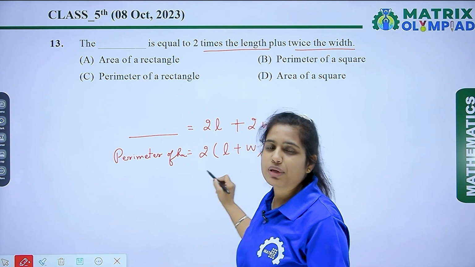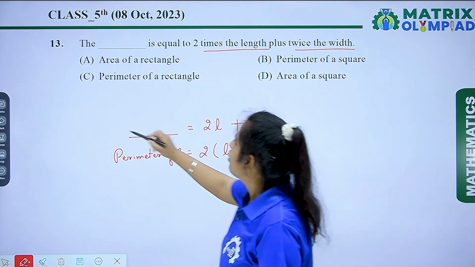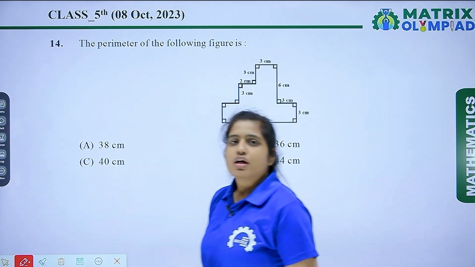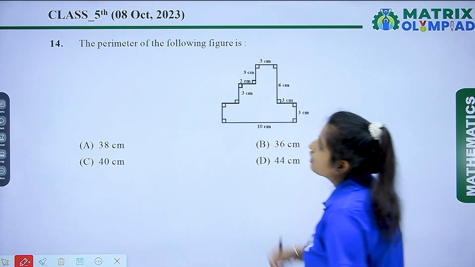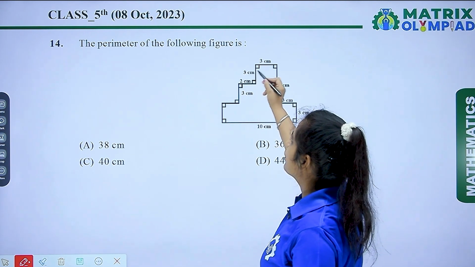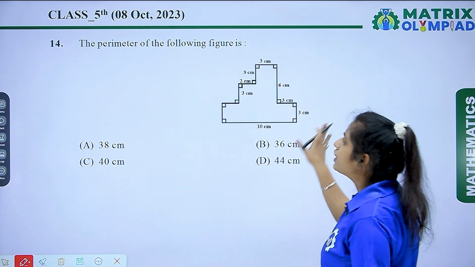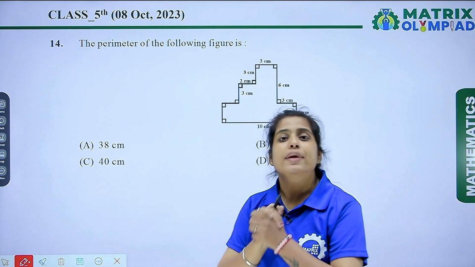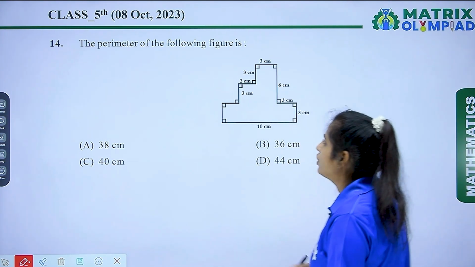That is 2 multiplied by length plus width. So here option C is the correct answer. In question number 14, the perimeter of the following figure is... हमें बताना है इस फिगर का perimeter क्या है. So let's begin with the calculation.